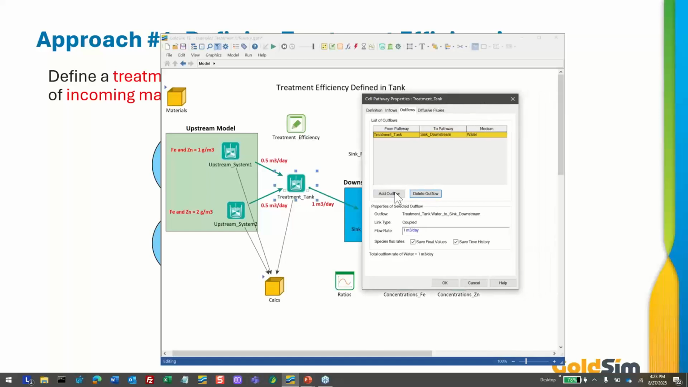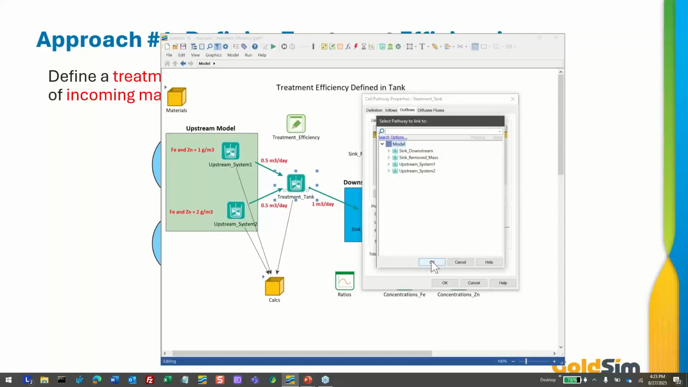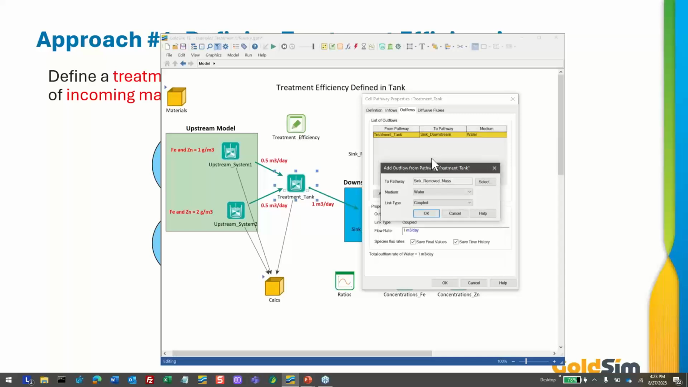I'm going to add a new outflow that represents the treatment process. And I'm going to link to this thing called sink removed mass. I want to put that mass somewhere. I want to keep track of the mass, so I have to put it somewhere, and it also allows me to keep track of the mass that I've removed. So I'm going to say sink removed mass.